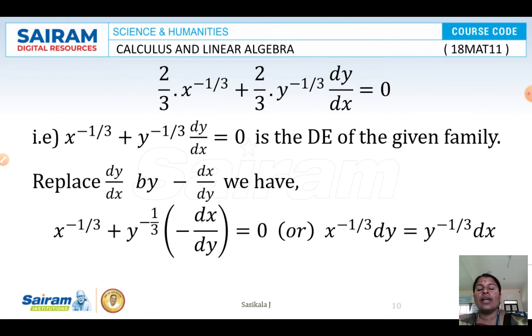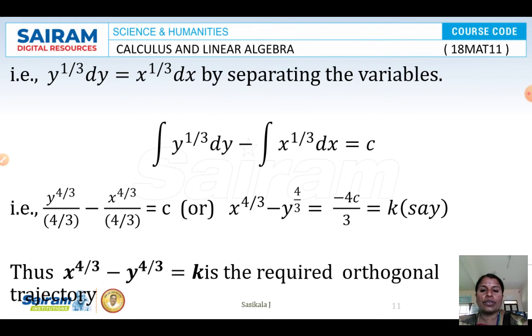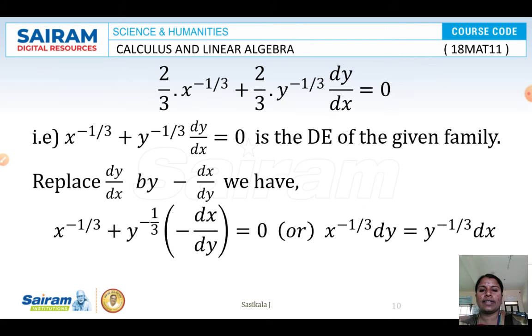What will happen? The x power n formula. So n into 2 by 3 into x power minus 1 by 3 plus 2 by 3 into y power minus 1 by 3 into dy by dx is equal to 0. That is x power minus 1 by 3 plus y power minus 1 by 3 dy by dx is equal to 0, because 2 by 3 is a constant, it will get cancelled on both sides. Okay, so this is your differential equation of the given family.